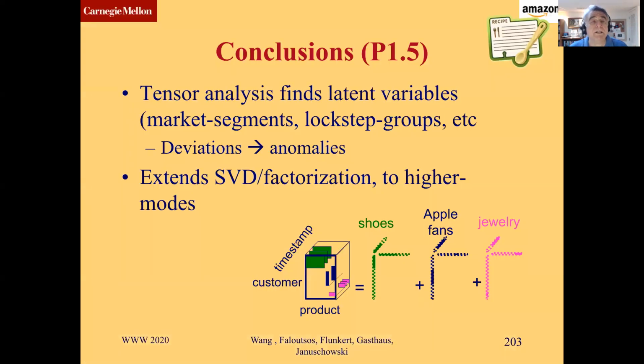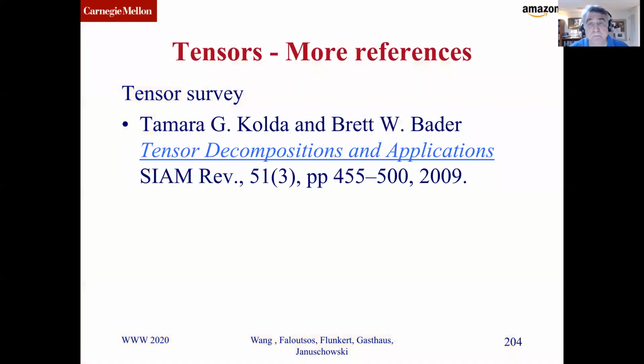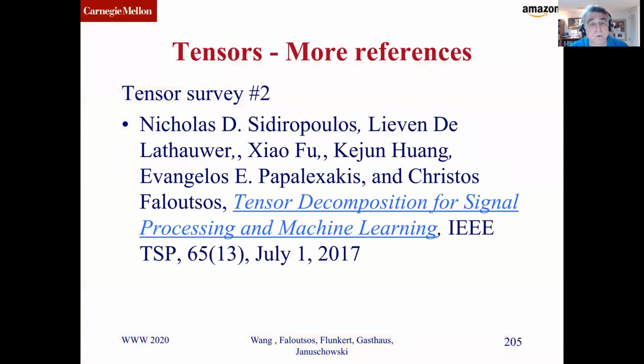So the conclusion is that tensor analysis can find hidden variables, can find patterns when we have triplets, such as source, destination, and timestamp. And as we said, patterns can help us spot anomalies if reality deviates from our expectation. And as we said, it extends SVD and matrix factorization to higher mode matrices, higher mode tensors. So here is the excellent survey by Tamara Kolda. We have a newer survey a few years ago with Nicholas Sidiropoulos and colleagues.